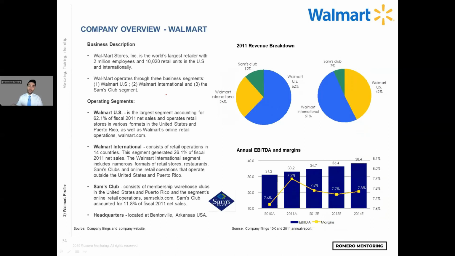So this is what a typical profile slide looks like. You have your business description. You have different operating segments within that company. You have revenue breakdown. You have annual EBITDA margins. And also, you may have your sources where you're getting the information. So all the information I collected to put together this slide is really coming from company filings, the 10-K, and the company website. And again, we're going to examine the actual 10-K of Walmart and the company website just so that you can familiarize yourself with the proper steps of performing due diligence.